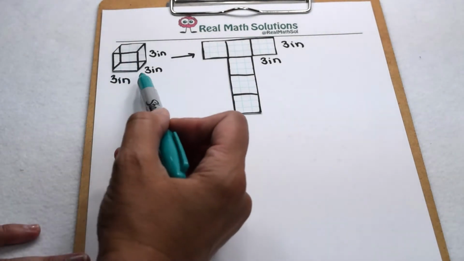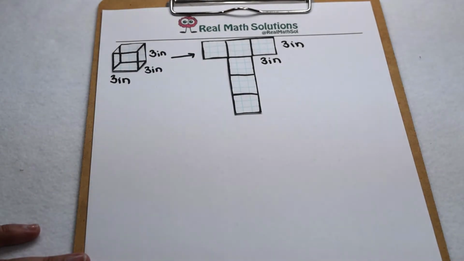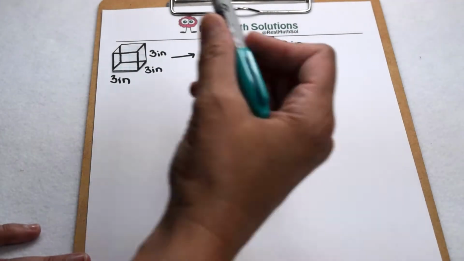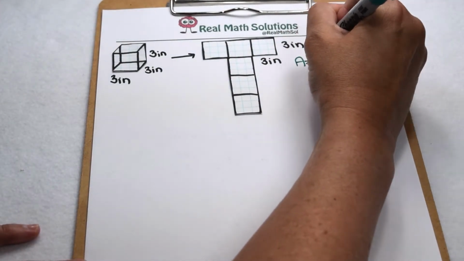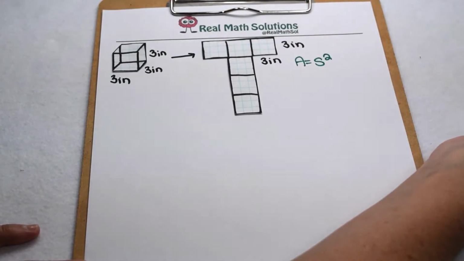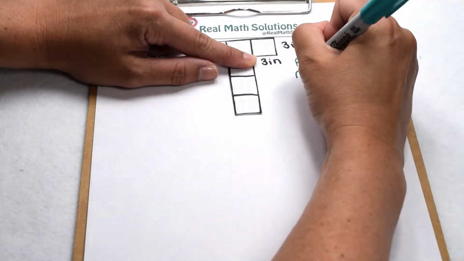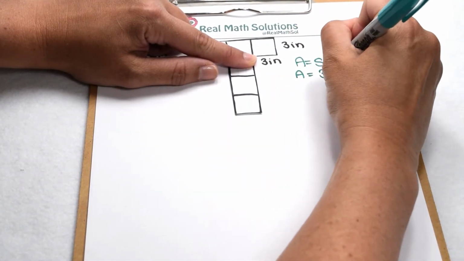On our cube, each edge is worth about 3 inches. So that means on our net, the edge of each square is also worth about 3 inches. So let's start by finding the area of one of these squares. To find the area of a square, we can do side squared. So to find the area of one of these squares, we can do 3 squared.